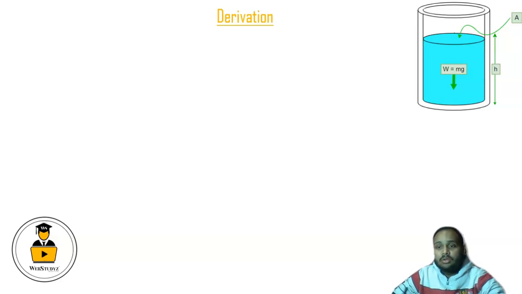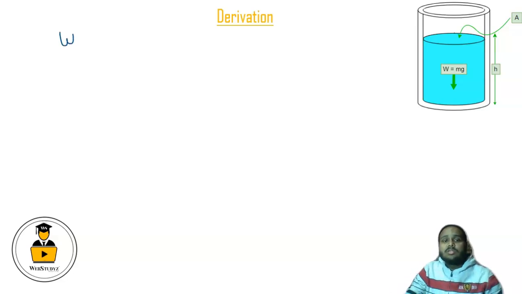Fine. So the weight of the fluid we can write as W equal to mg. Height is given as h. Area of cross section is also given. Fine. So the weight of the fluid divided by the area is equal to pressure, that is mg divided by the area. Fine. So we can write now the weight of the fluid, W, is equal to mg.